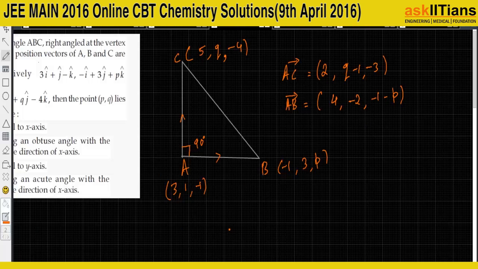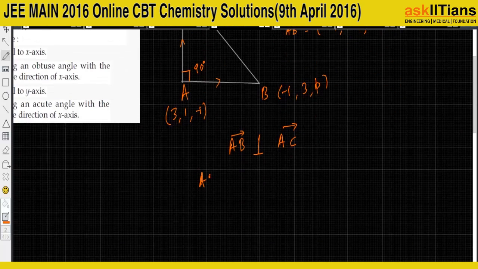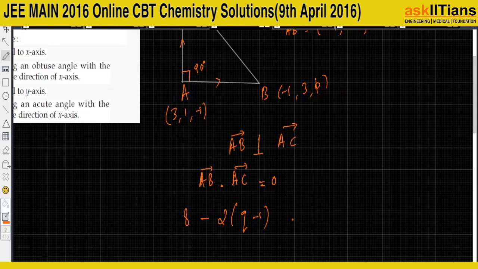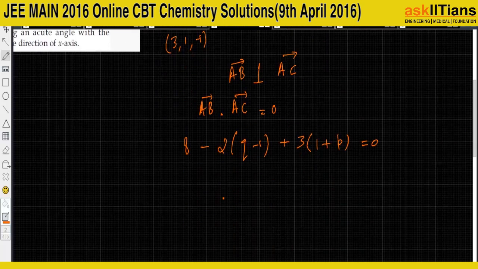Right, now I know that vector AB is perpendicular to vector AC, so their dot product will be 0. So I can just take AB dot AC equal to 0. Okay, so I'll get 8 minus 2 times (Q-1) plus 3 times (1+P). The minus sign will get cancelled from everywhere, equal to 0. So if I simplify this, I'll get 13 minus 2Q plus 3P equal to 0.